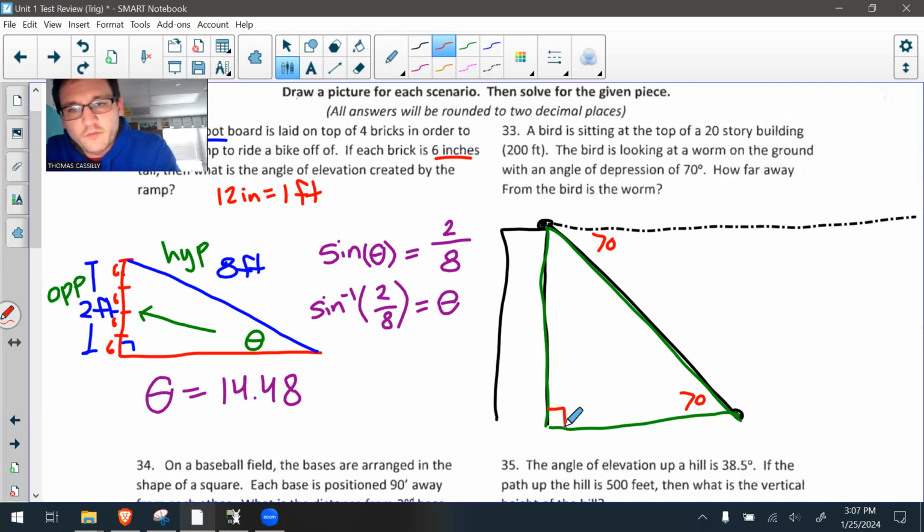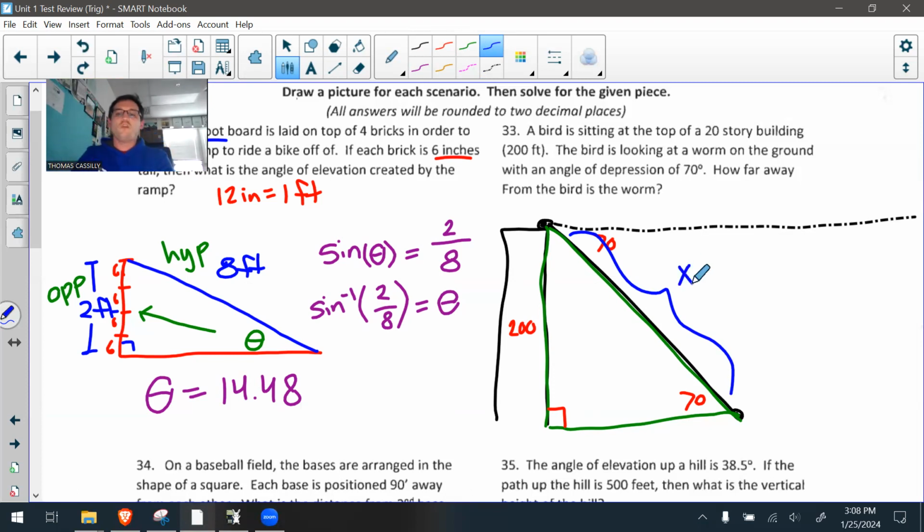90-degree angle, we know the building is 200 feet tall, right? What are they asking us? How far away from the bird is the worm? All right, so they are asking for this one right here. The bird's got to swoop down and get him. The bird's not going to go straight down and then walk across the ground. It's going to fly in that closest, direct path here. So we are looking for this one right here.